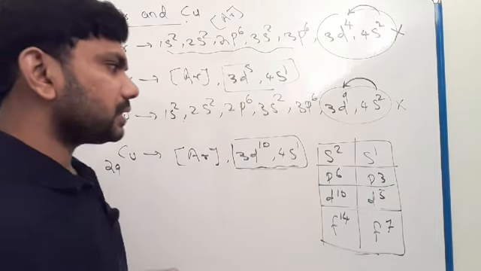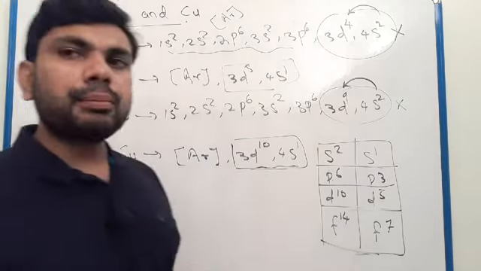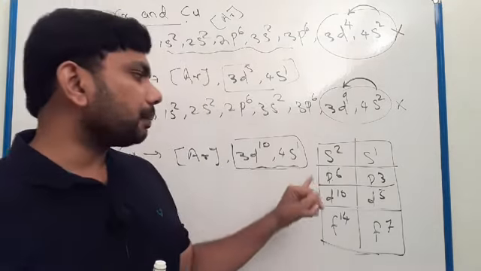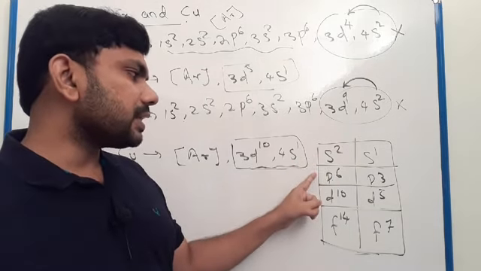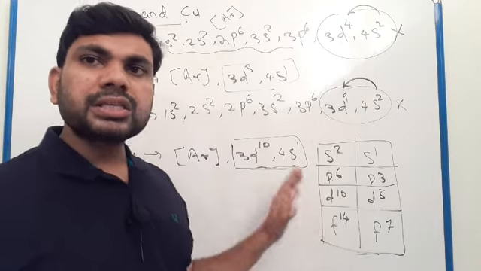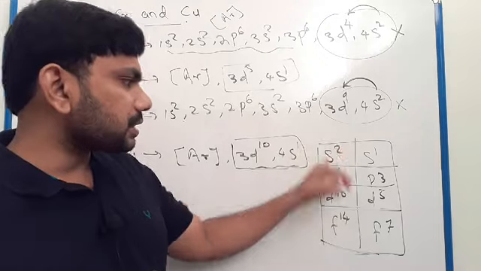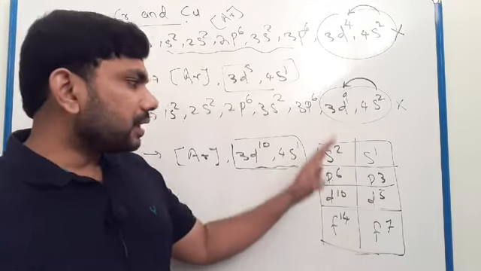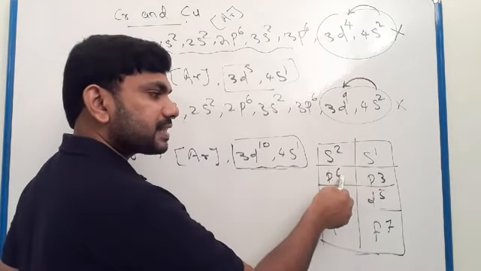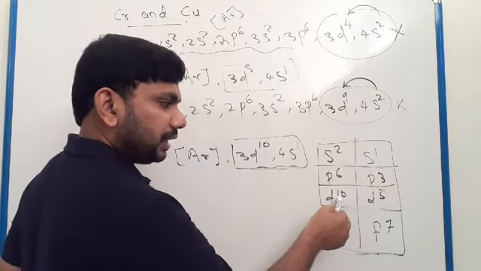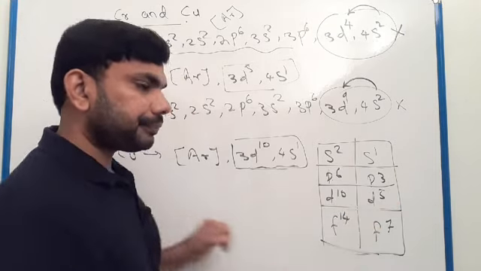The reason for this: we know s, p, d, f. In the s subshell we can accommodate 2 electrons, in p 6, in d 10, and in f 14. These are the maximum electrons these subshells can accommodate. Half of these is 1, 3, 5, and 7.